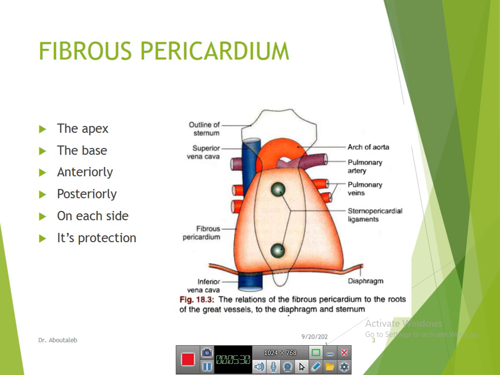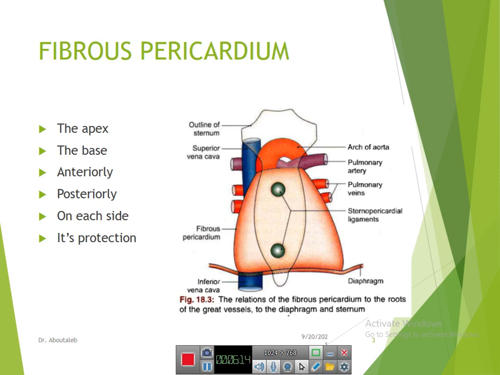So let's talk about a fibrous pericardium. Fibrous pericardium that you are looking at here, it's a fibrous pericardium from anterior aspect. Fibrous pericardium is a conical sac made of fibrous tissue. The parietal layer of serous pericardium is attached to its deep surface.